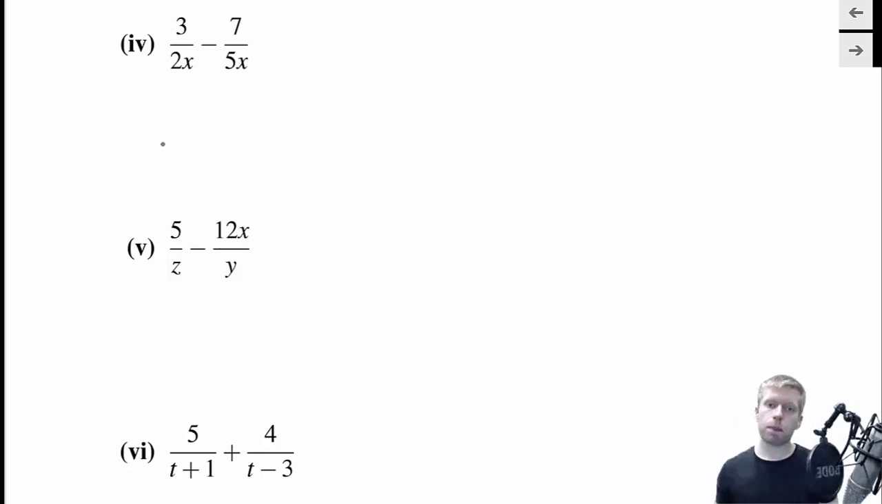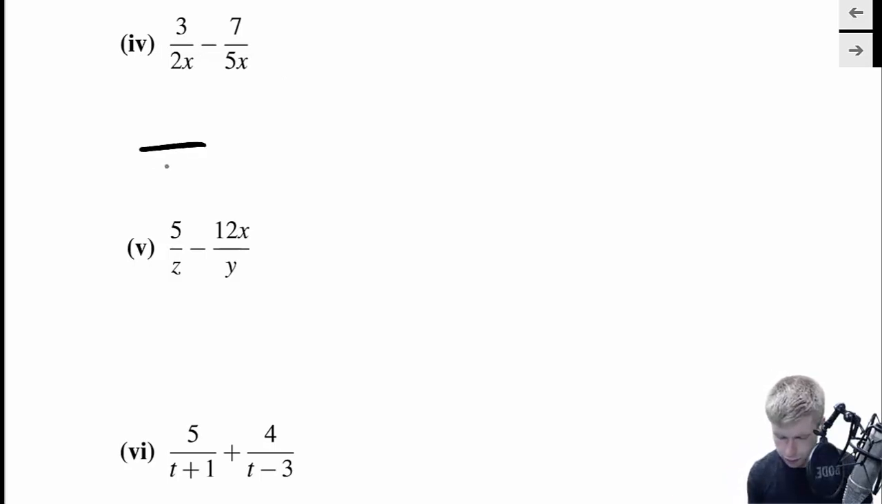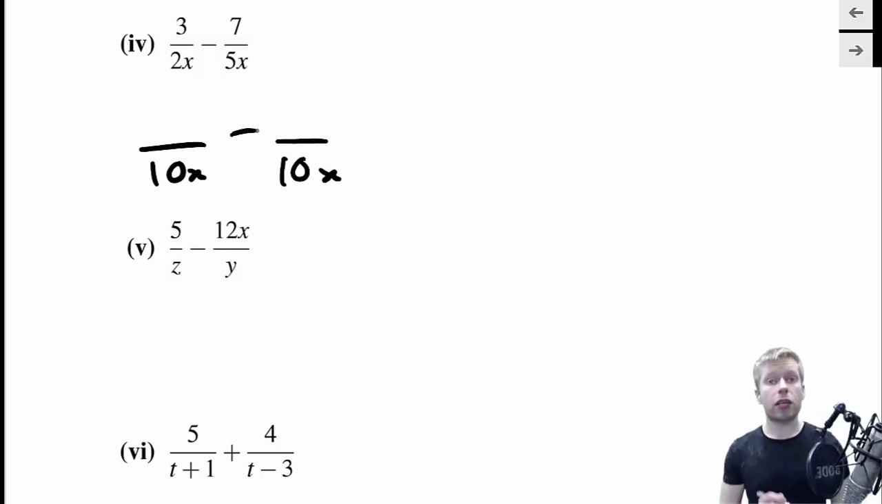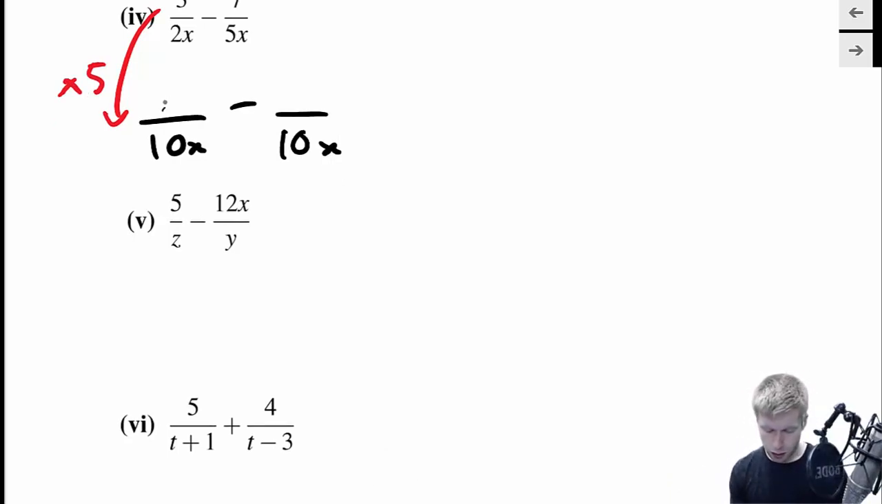By the way, if you couldn't see that, the easiest way of getting a common denominator is just multiply those two things together. So 2x and 5x, okay? But let's go for 10x. So we have 10x here, and we have a 10x here. And we're taking them away from each other. Well, okay, what if I multiplied this fraction by in order to end up with 10x on the denominator? I must have multiplied by 5. Like 2x times 5 gives me 10x, which means I also need to multiply the numerator by 5 as well, which gives me 15. Okay.